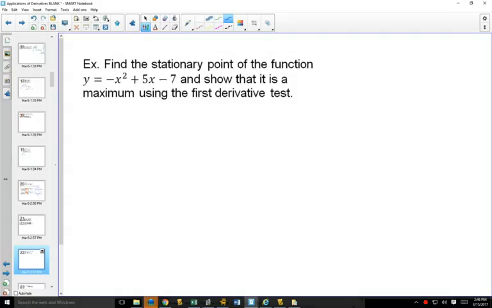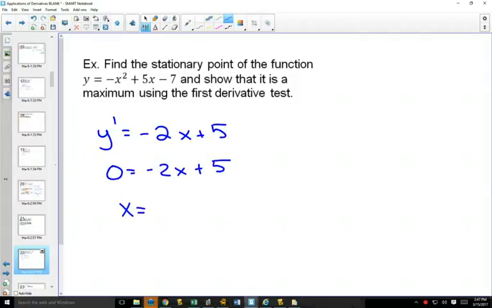Okay? So our derivative is going to be negative 2x plus 5. Setting that equal to 0, we get that x is equal to 5 over 2. This is our critical point. When we draw our number line, that is the only critical point since we have no non-permissible values.